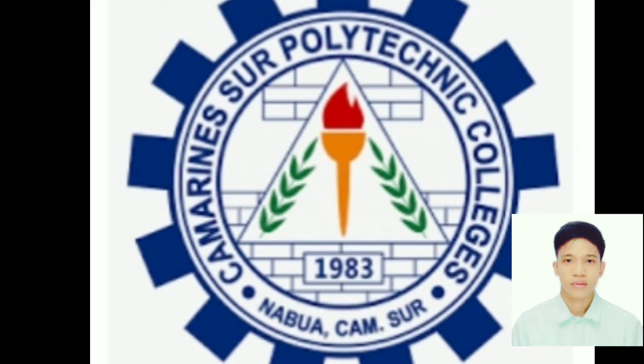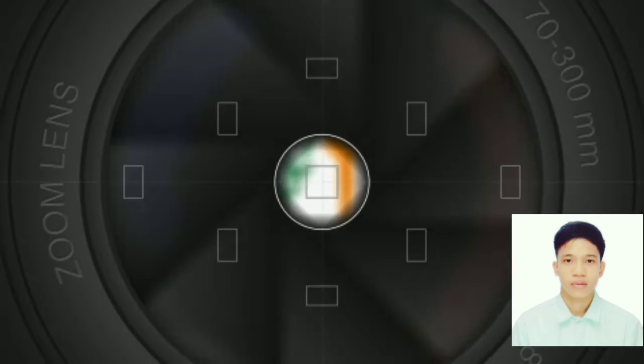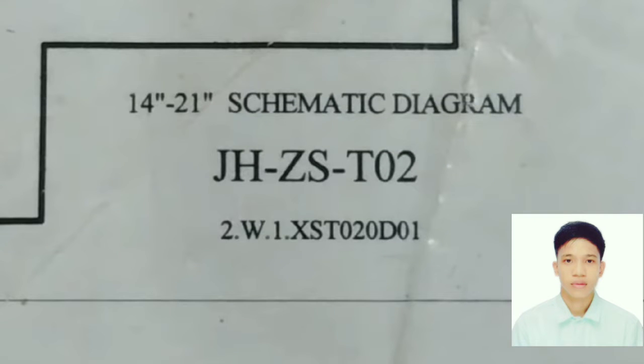Today, I am going to discuss the schematic diagram of CRT-TV. The brand of CRT-TV that I want to discuss today is JHZS-TO2. And this schematic diagram is very applicable for the 14 inches to 21 inches. And now, I am going to illustrate the different parts of CRT-TV.